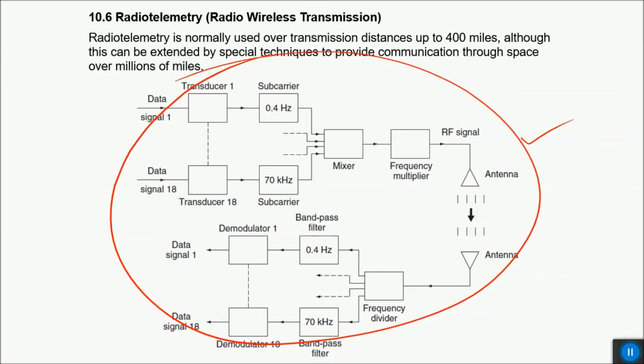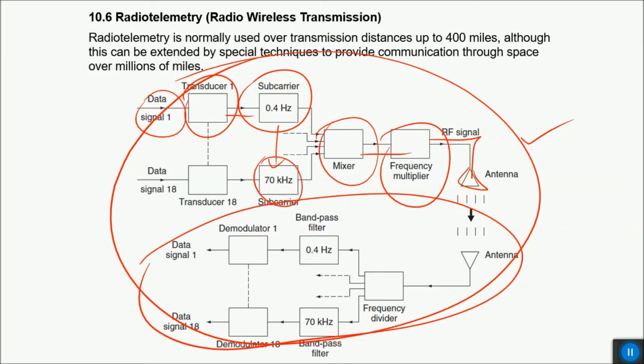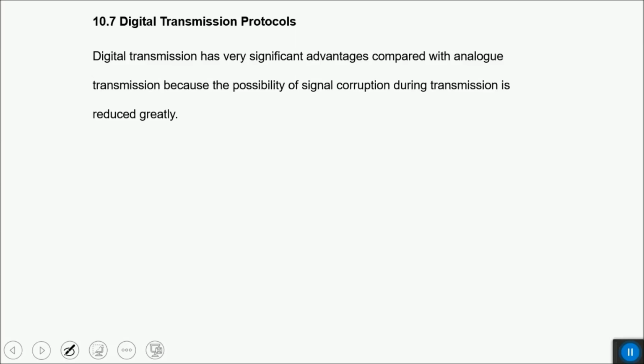You will study it in your communication systems course, but you will have a data signal, you will have a transducer to convert it into a different form. Then you have a carrier, and you can have multiple carriers of multiple frequencies, and then you have a mixer or a multiplexer, and then a frequency multiplier, and the RF signal is then transmitted through an antenna. And at the receiver end, all these things are the opposite of what we have at the transmitter end.